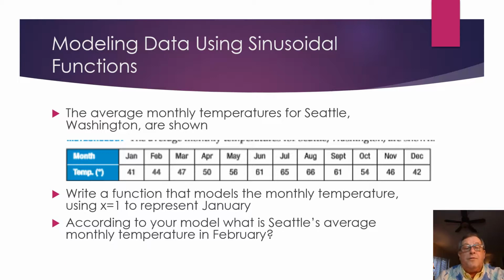We've got January through December, and then we have temperature. I guess this is average monthly temperature for those given months. We're asked to write a function that models the monthly temperature using x equals 1 to represent January. So in our list, our L1, our x data is just going to be 1 through 12. And then we're going to enter the monthly average temperature for that month.